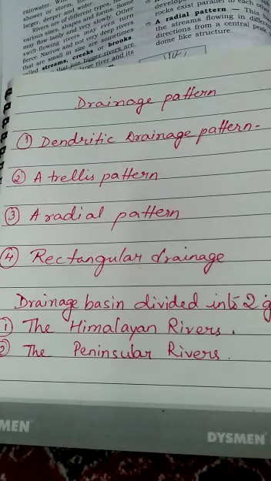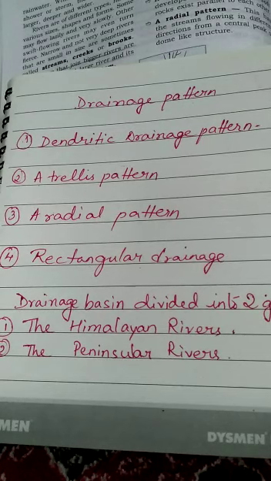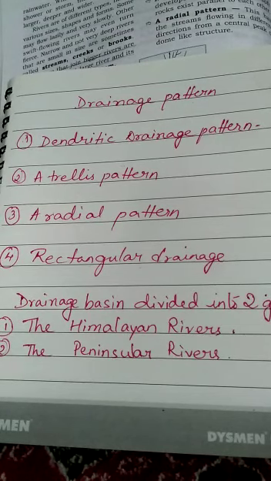These combinations of four patterns may develop in the same drainage basin. We can find all four patterns in those basins. All four can be present in the same drainage basin, or sometimes it varies and we have either one, two, three or all four.